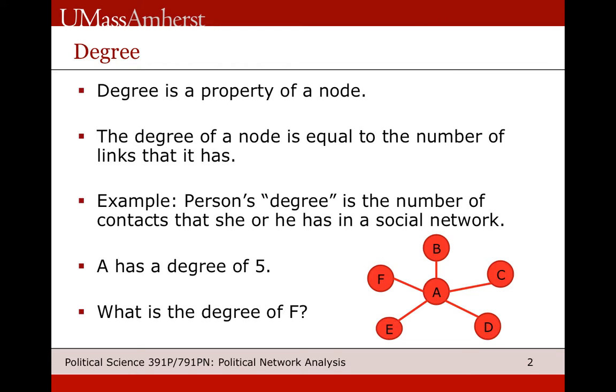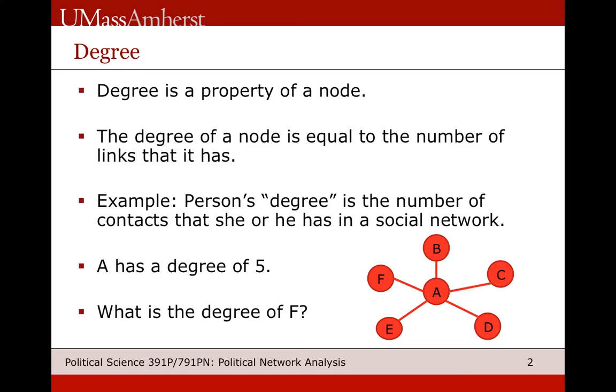So in a more colloquial sense, degree is simply the number of friends that a particular person might have. In a more technical sense, we might think of this as the number of edges that are incident to a vertex, or the number of links or ties that a particular node has. So in the example network that we see on the screen, A has a tie to nodes B, C, D, E, and F, and that would be a degree of 5.